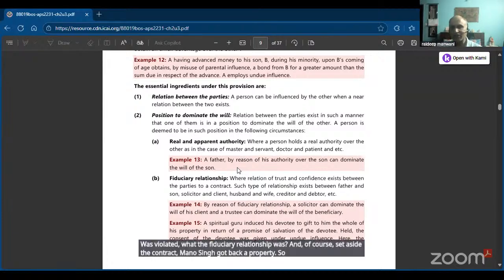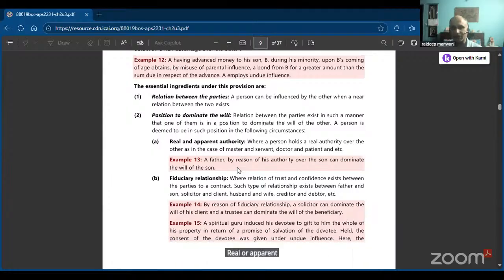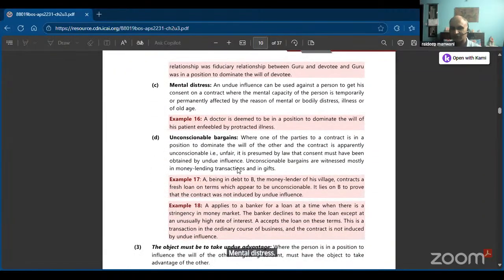So the three ways in which you can dominate the will of the other person are: first, real or apparent authority; second, fiduciary relationship; third, mental distress. What is it? Mental distress.